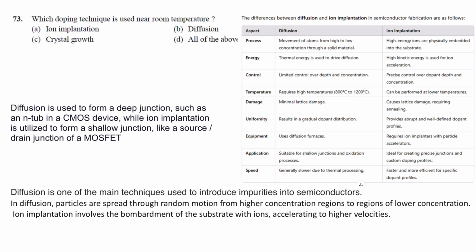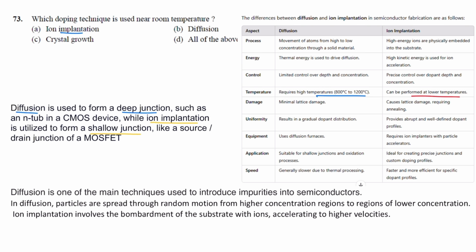This diffusion is used at higher temperatures, whereas ion implantation is performed at lower temperatures. Correct option is A. Ion implantation is a doping technique which is used near room temperature or at low temperatures. Diffusion is used to form deep junctions, whereas ion implantation is used to form shallow junctions.